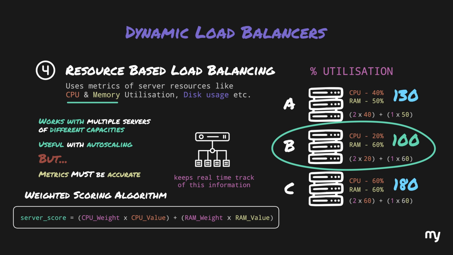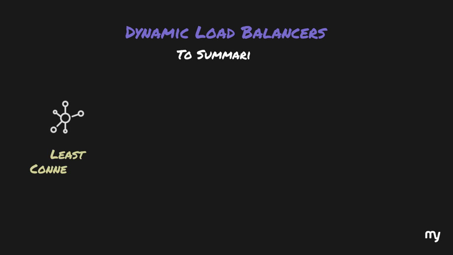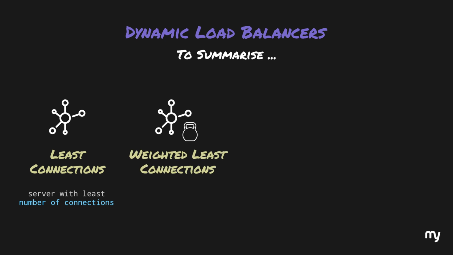To summarize the dynamic load balancers, we have the least connections method, which sends the request to the server which has the least connections. Then we have the weighted least connections method, which does the same thing but assigns a weight to the servers according to their capacities. The number of connections are divided by the weight. The next request goes to the lowest weighted ratio.